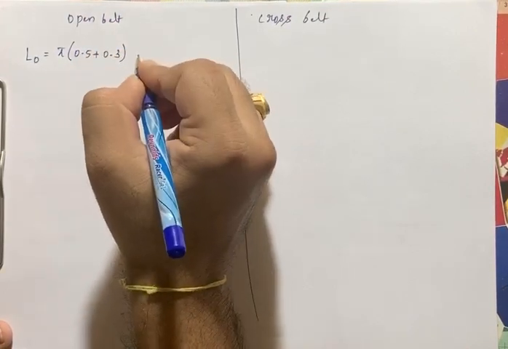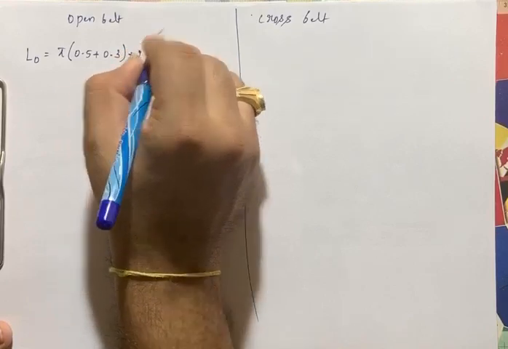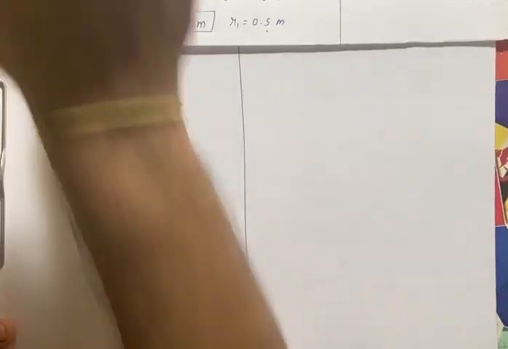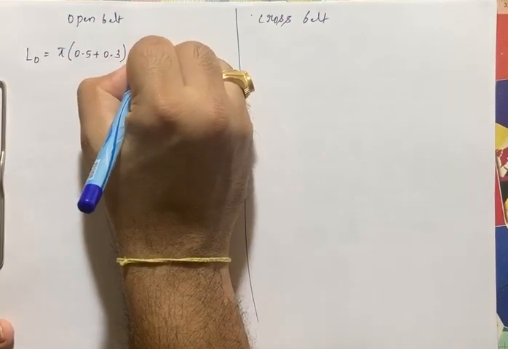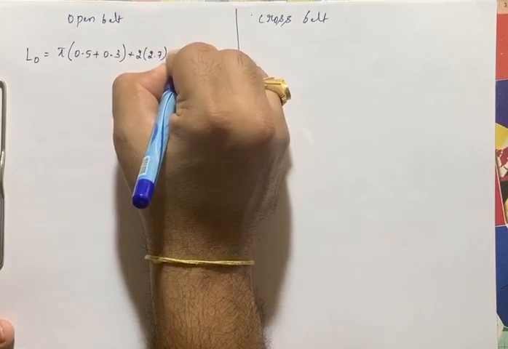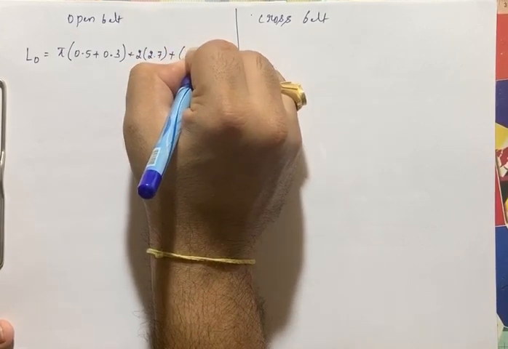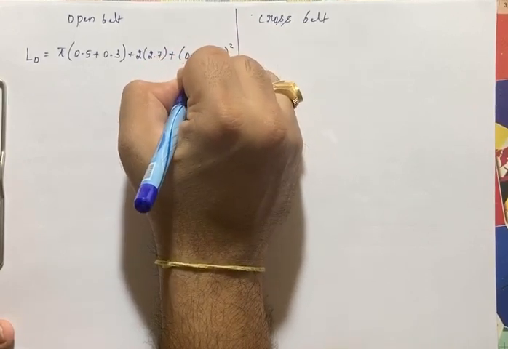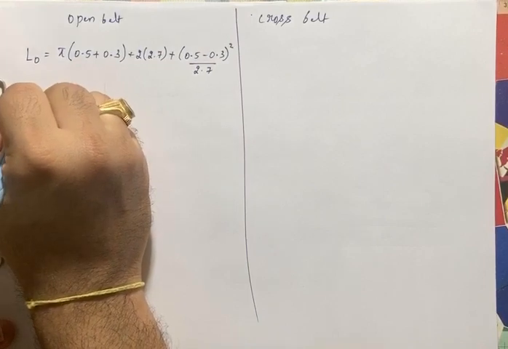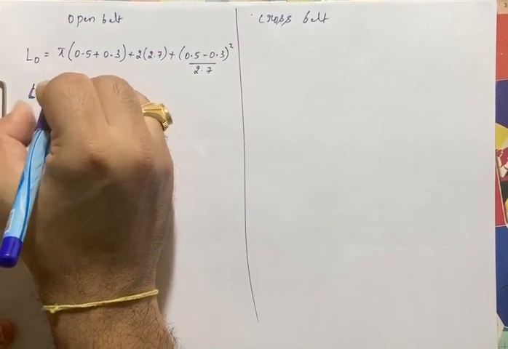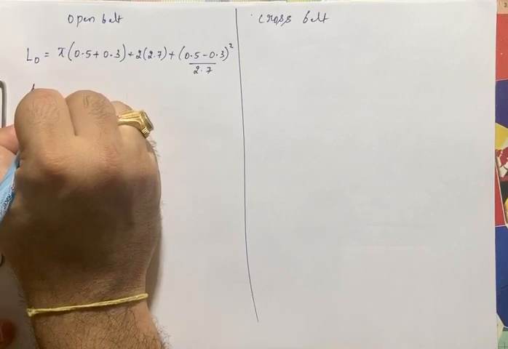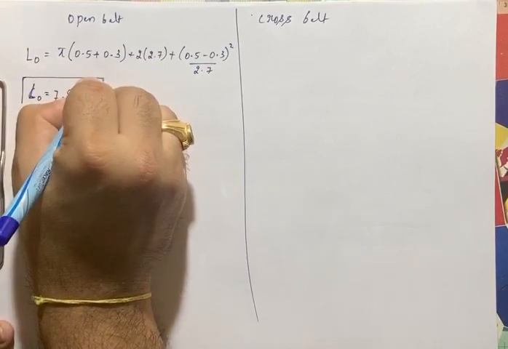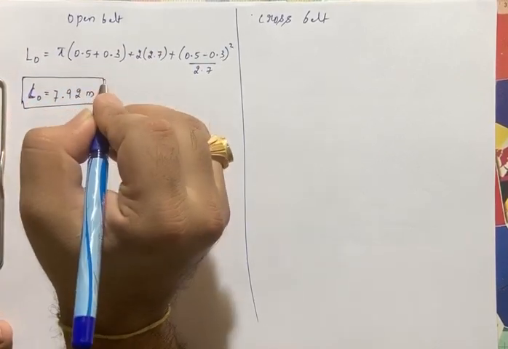This becomes 0.3 meter, r1 plus r2 plus 2 times c. C is 2.7 meter here, plus r1 is 0.5 minus 0.3 whole square divided by 2.7. Calculate this, you will get LO, the length of an open belt drive. LO is 7.92 meter.